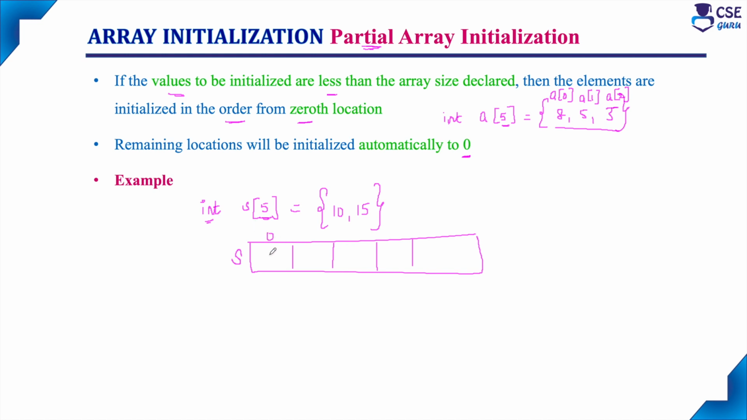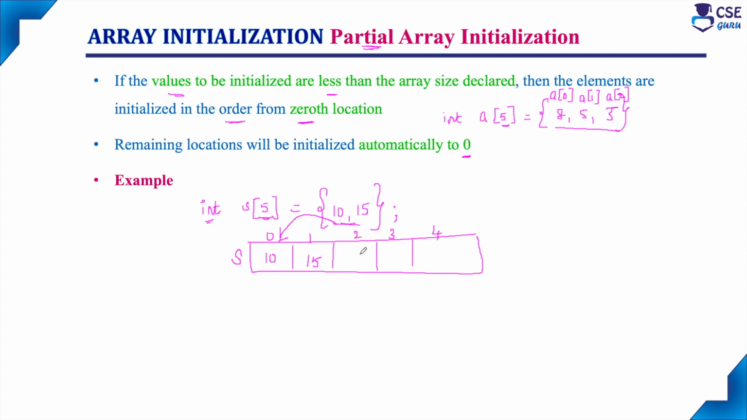This is s of 0, s of 1, s of 2, 3 and 4. It should end with a semicolon. But here we have initialized only 2 values. So automatically 10 will be initialized first. That is, array values will be initialized from the 0th location. The first value will be stored in the first memory location of the array. So 10 will be initialized to s of 0, and 15 will be initialized to s of 1.